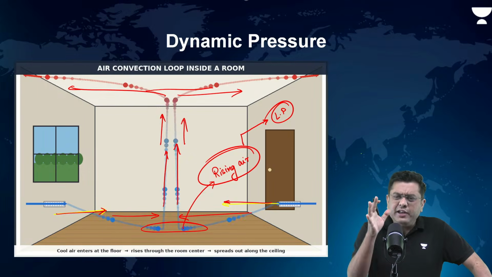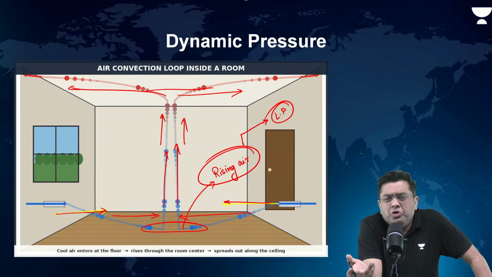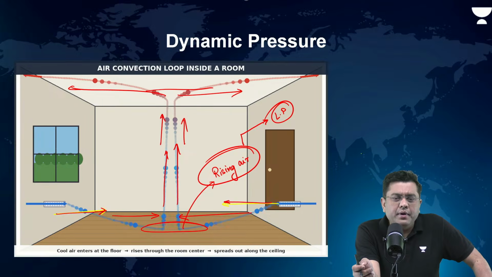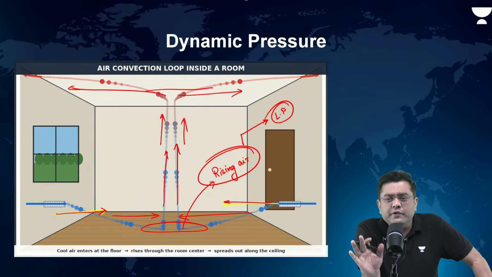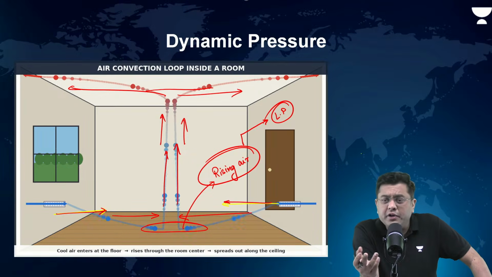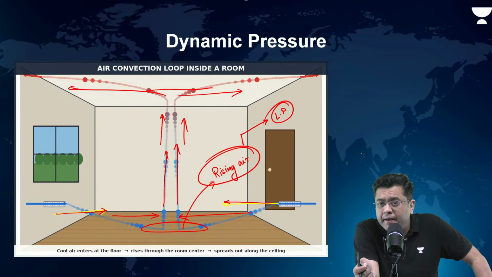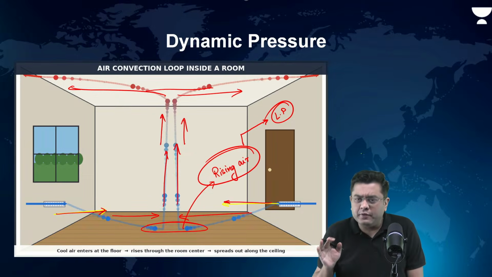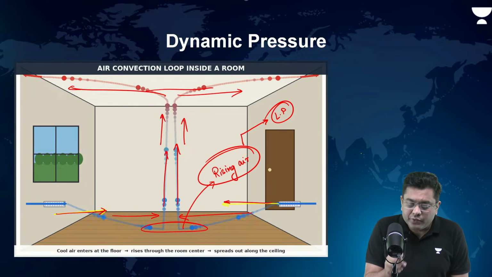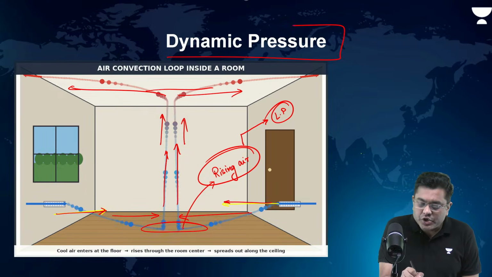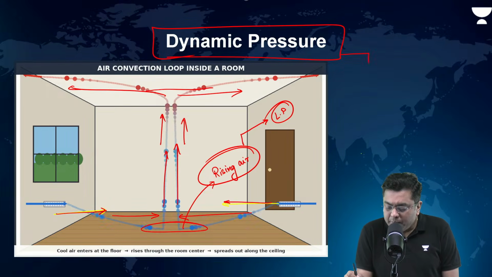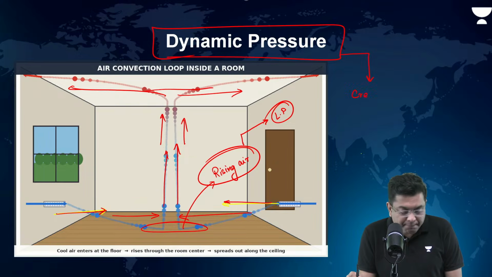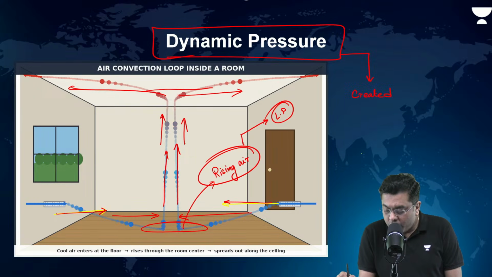But in this entirety of the discussion, we don't know the room's temperature. We don't have any idea what is the room's temperature, whether it is heating, whether it is cooling, we don't know. So here the low pressure is created purely because of the movement of the wind. That is what is the dynamic pressure, created due to the movement of the wind.